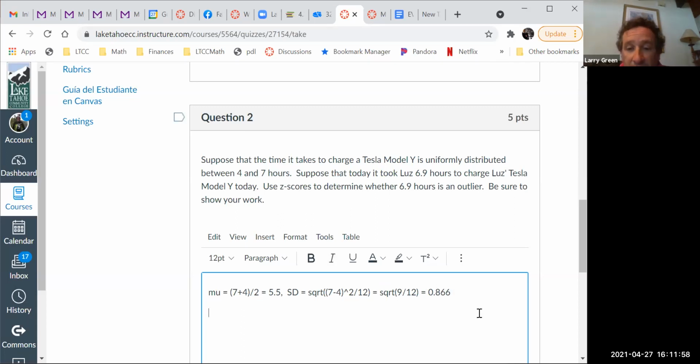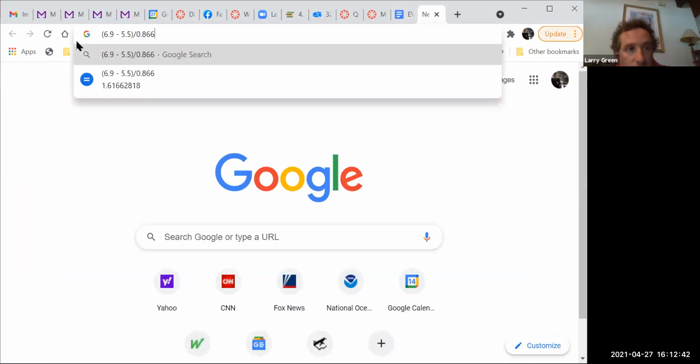Any questions on getting the standard deviation? Any questions? Okay, now it says use z-scores to find out if 6.9 is an outlier. So who remembers the formula for z-scores? Yeah, you take the x value, which is 6.9, minus the mean, and the mean is 5.5, and you divide by the standard deviation, which is 0.866. I should write z equals. And you probably don't want to do that in your head, so I'm going to pop that in the calculator. And you get about 1.6, which is good enough for us.